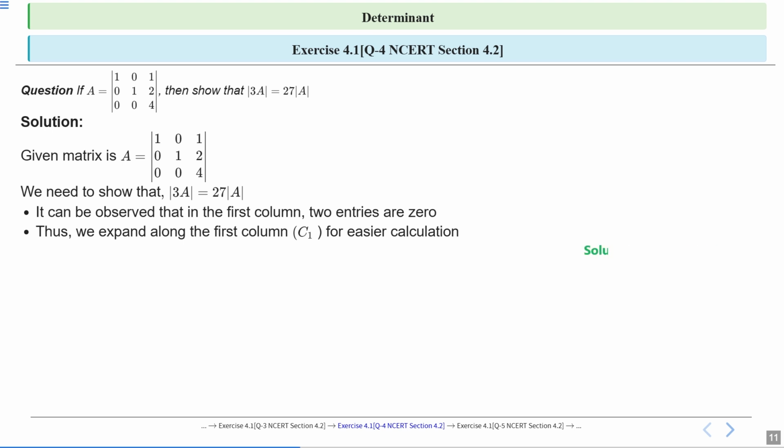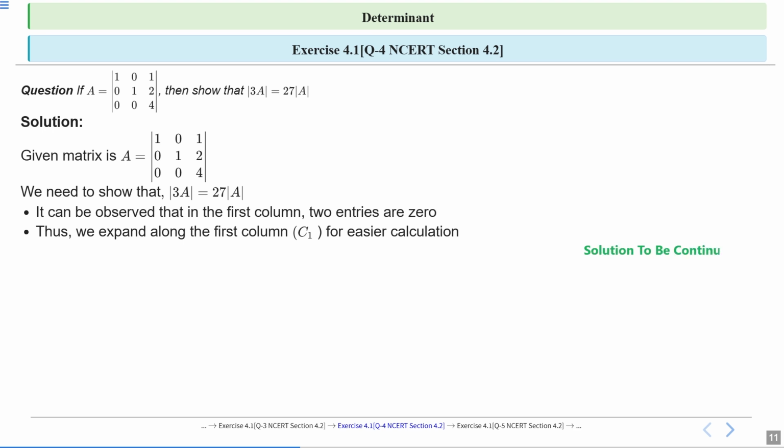So we can observe in this matrix, in the first row, two entries are 0. So there is only one non-zero entry, that is 1. So when we expand it along the first column, clearly the second and third parts are 0, because we multiply with 0 the determinant of any 2 cross 2 matrix. The value is 0.